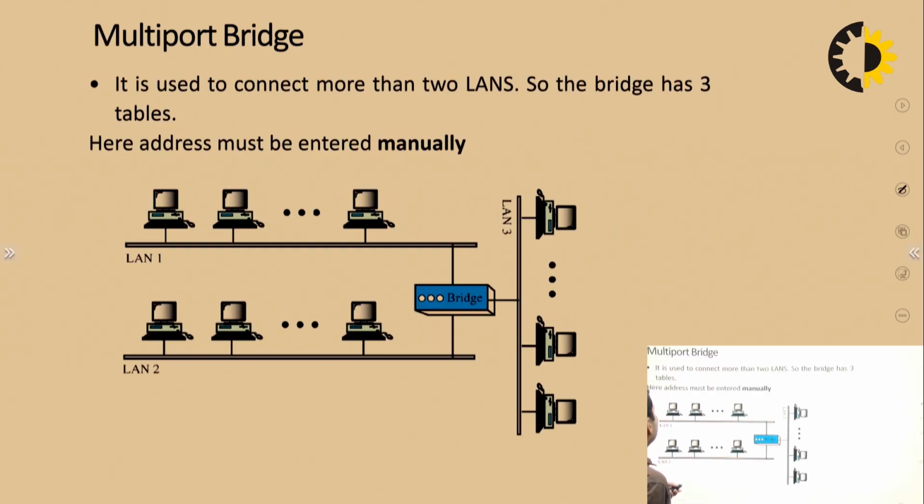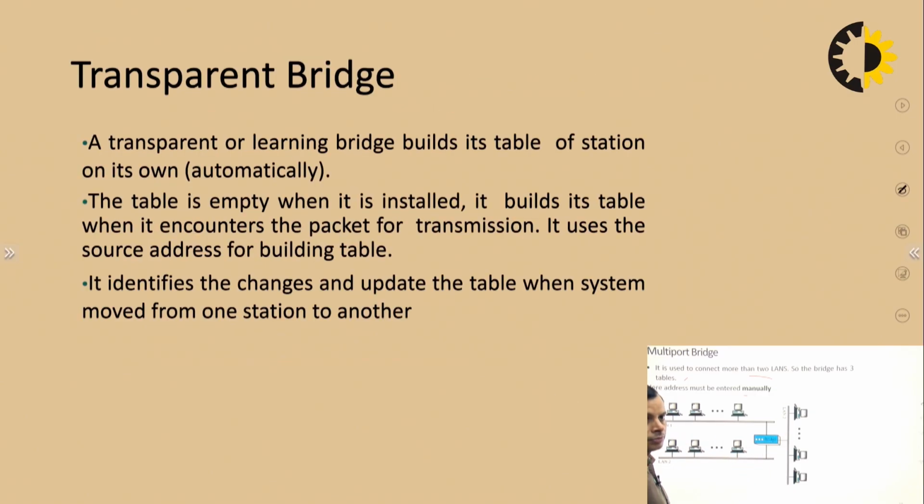So a multi-port bridge is used to connect more than two LANs. The bridge has three tables here, and addresses must be entered manually. So LAN 1, LAN 2 and LAN 3 are connected with each other. So this is simply a multi-port bridge.